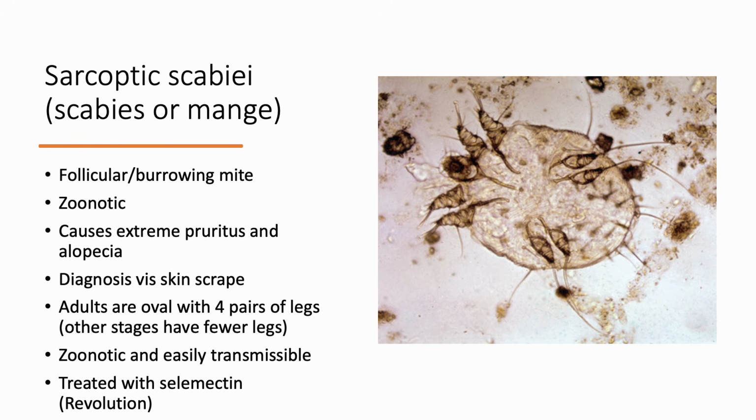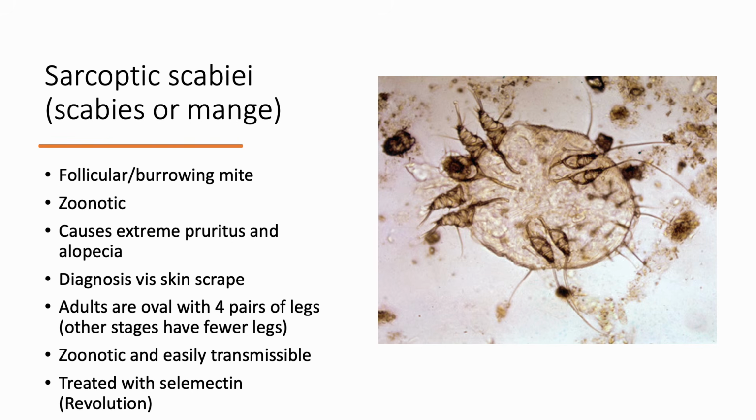Scabies causes intense pruritus and alopecia. So animals infected with scabies are pretty miserable. They're scratching constantly. Diagnosis is skin scrape. Again, the mite is deep in the follicles. We have to scrape until we get a little capillary bleeding to hopefully get deep enough and find them.